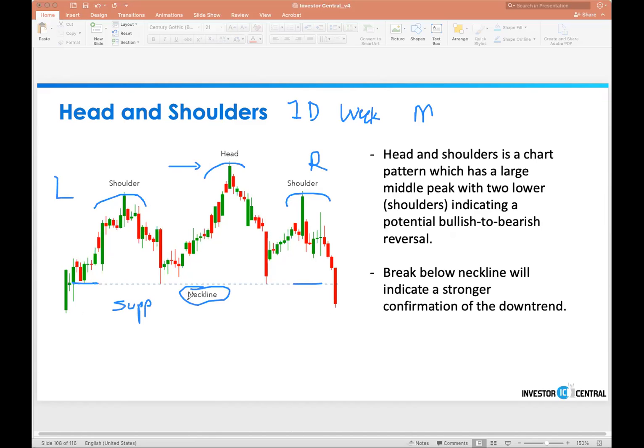This is going to be something critical for you to understand, of where you should get into the trade, or, if you get into this trade prematurely, where you should get out, in a sense.